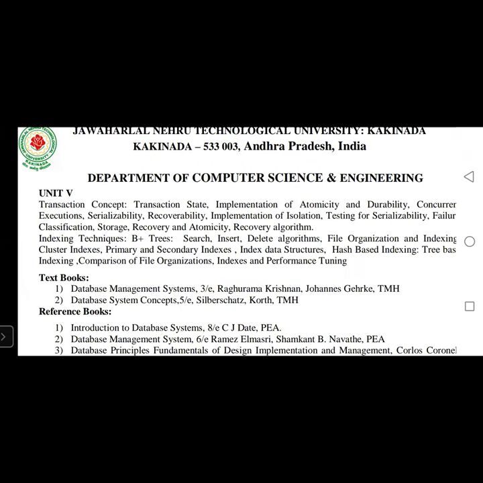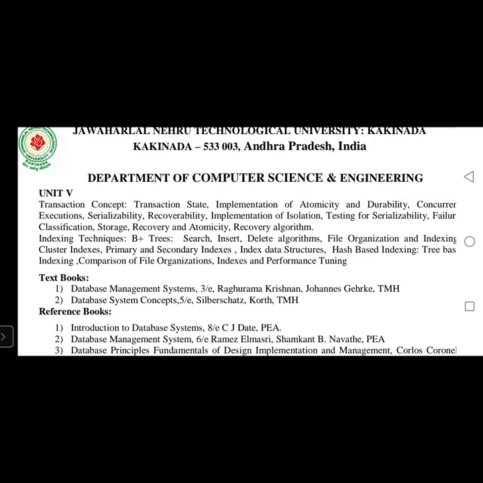Here, I'm not explaining the duplicated topics. Please try to observe this. Transaction state, implementation of atomicity and durability. Concurrent execution, serializability, recoverability, implementation of isolation, testing for serializability, failure classification, storage recovery, and atomicity recovery algorithm. Here also we are discussing everything, but we have not clearly mentioned how we are implementing atomicity and durability specifically. Why? Because we already know what atomicity is and what durability is. How we implement them is simple: what the property is, how we maintain it, and what examples there are, those things are also maintained there.